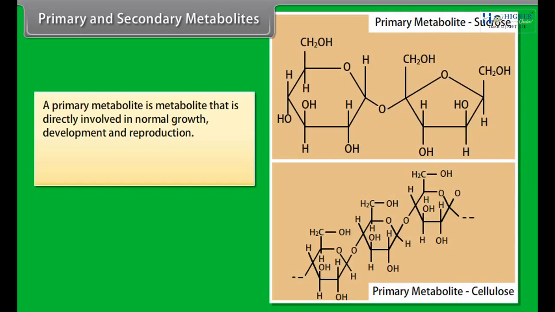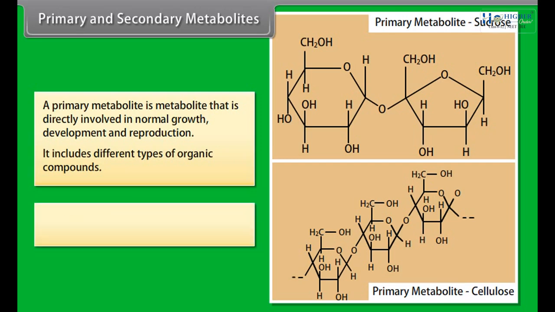Primary and secondary metabolites. A primary metabolite is a metabolite that is directly involved in normal growth, development, and reproduction. It includes different types of organic compounds. Example: sucrose and starch, cellulose, DNA, RNA, pigments such as chlorophyll.